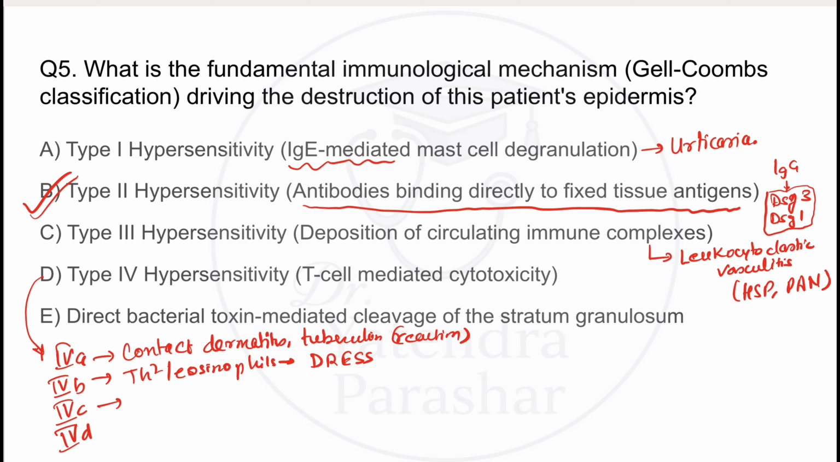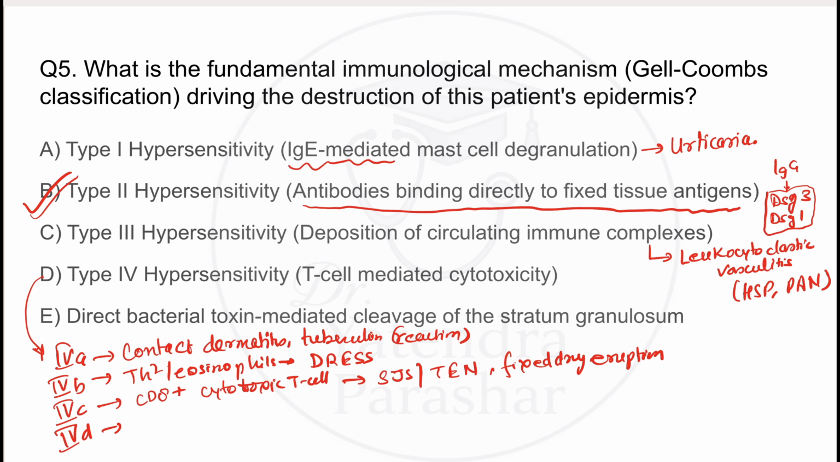4C is CD8 positive cytotoxic T cell mediated, and this is seen in cases of Stevens-Johnson syndrome or toxic epidermal necrolysis, or in cases of fixed drug eruptions. 4D is the T cell plus neutrophil. This is seen in cases of acute generalized exanthematous pustulosis or AGEP.